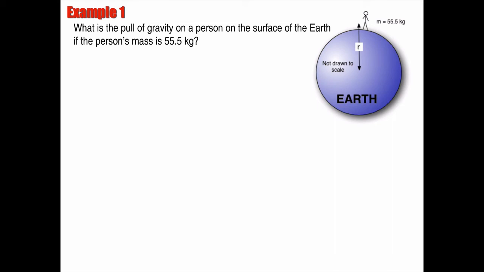This is an example problem for orbital mechanics. What is the pull of gravity of a person on the surface of the Earth if the person's mass is 55.5 kilograms?